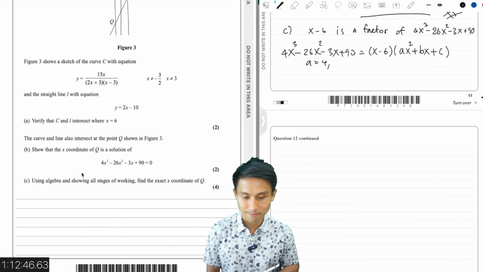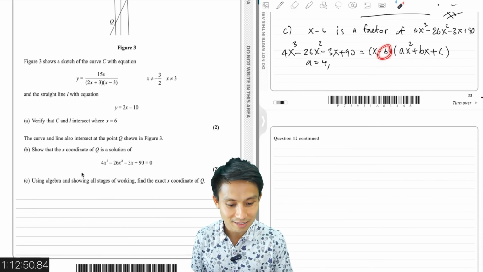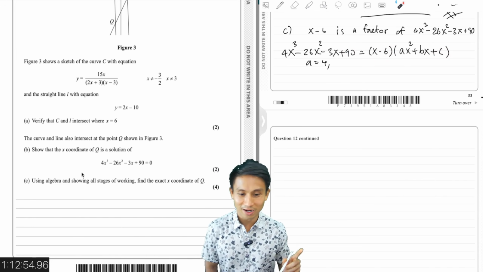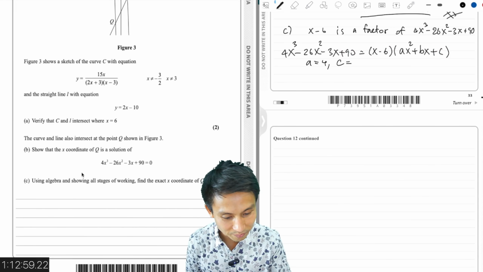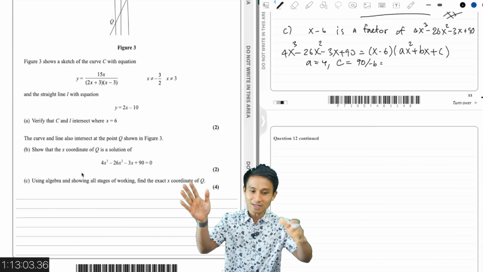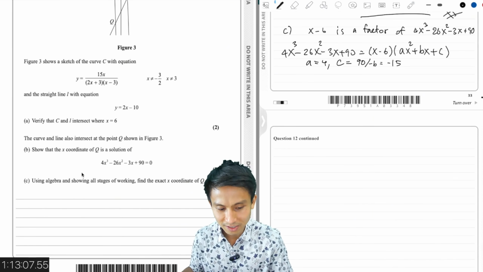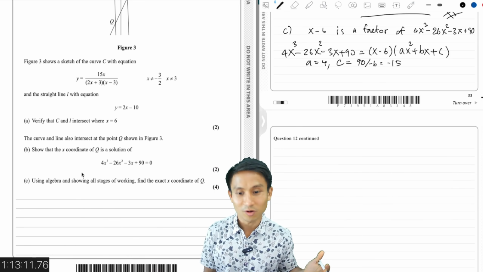And then the last term times the last term, minus 6 times c, should give you the last term, and that's the only pair as well. So c must be, I do 90 divided by minus 6, because you have 90 equals minus 6c. It's just minus 15, isn't it? Now we've got 2 of them already.